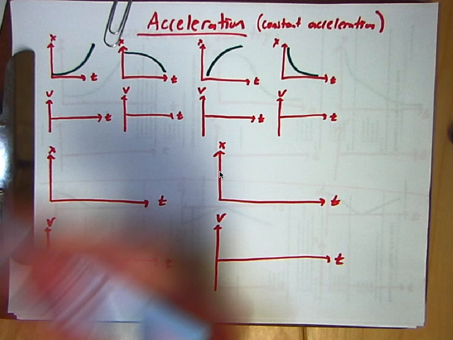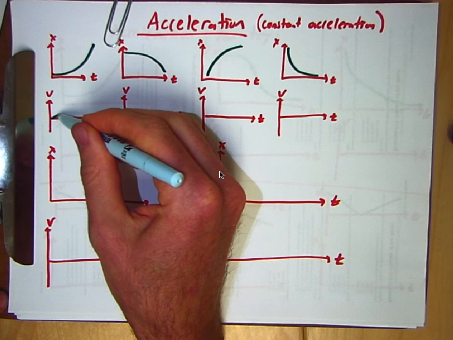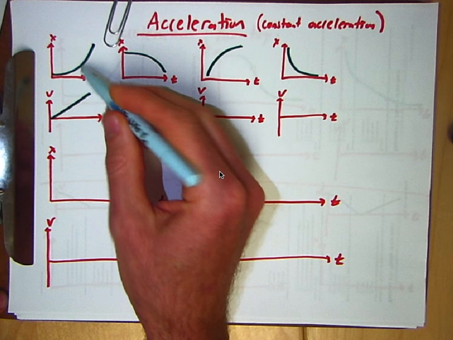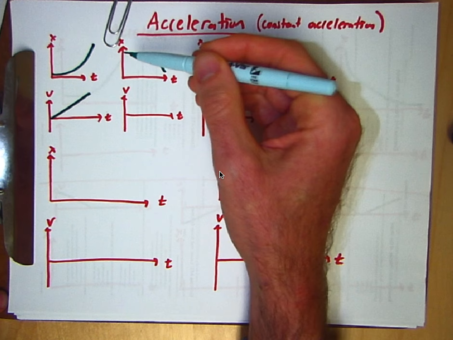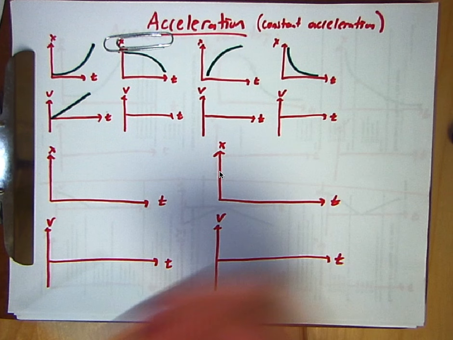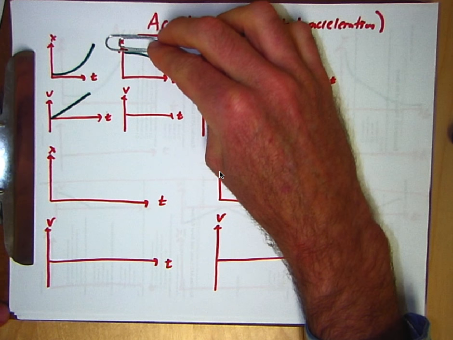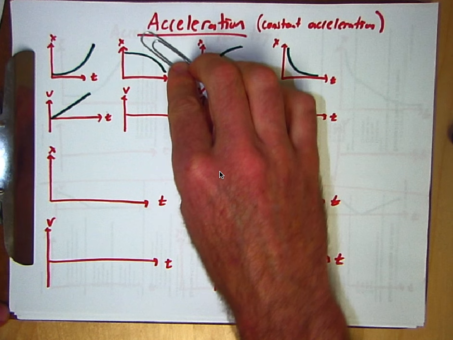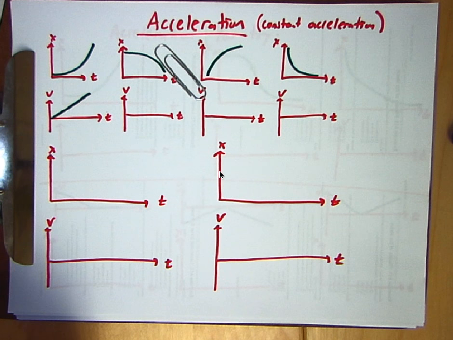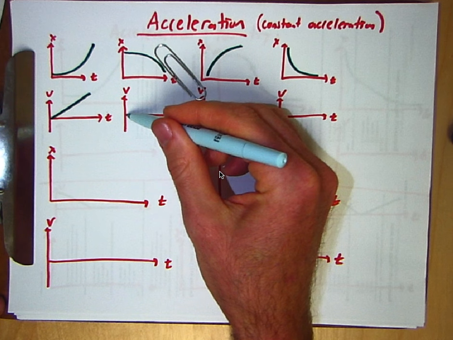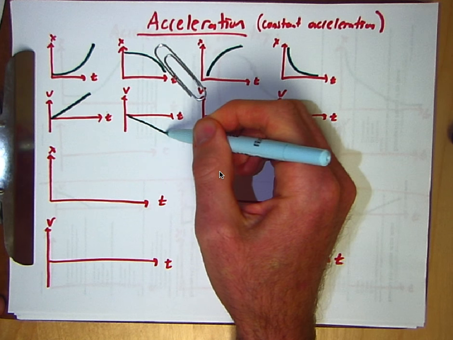Down here on the velocity graph, this corresponds to 0, going like that. Good, so those two match up. This one also starts out with 0 velocity, and as time goes on, the velocity gets more and more negative. Down like that. So that means I start out with 0 velocity, but I'm going in the negative direction.